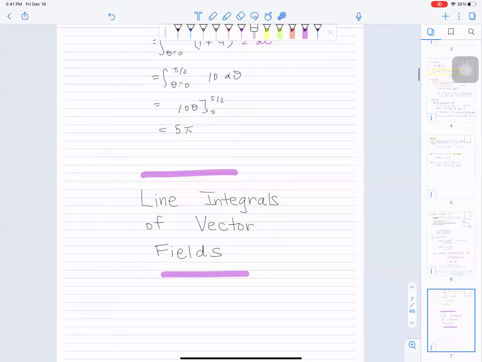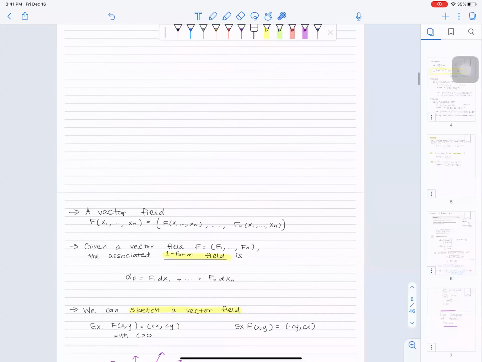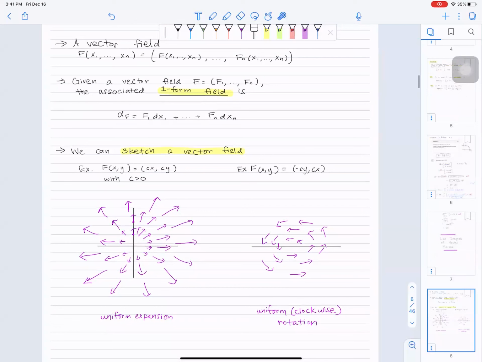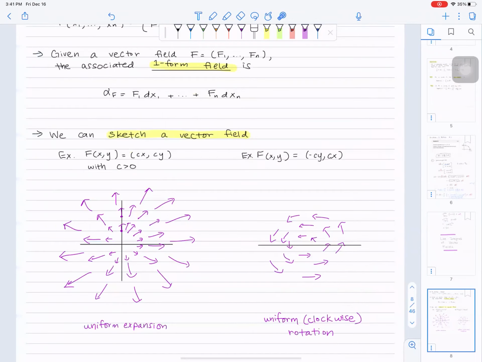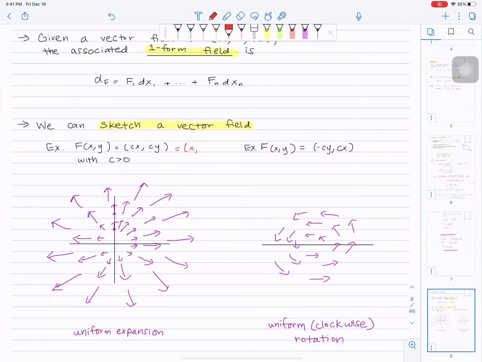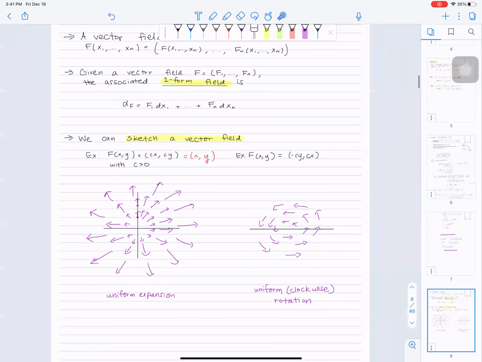Okay, then we have line integrals of vector fields. Let's recall that we can always sketch a vector field, first of all. How do we sketch a vector field? I can take whatever vector field they give me and plug in points, and I draw those arrows. So for example, if this vector field was just x comma y, then I take a random point like 1, 1. I plug it in here, it tells me my vector should go 1 right, 1 up, and that gives me this vector. I can draw it for every single point, and I get this kind of picture.